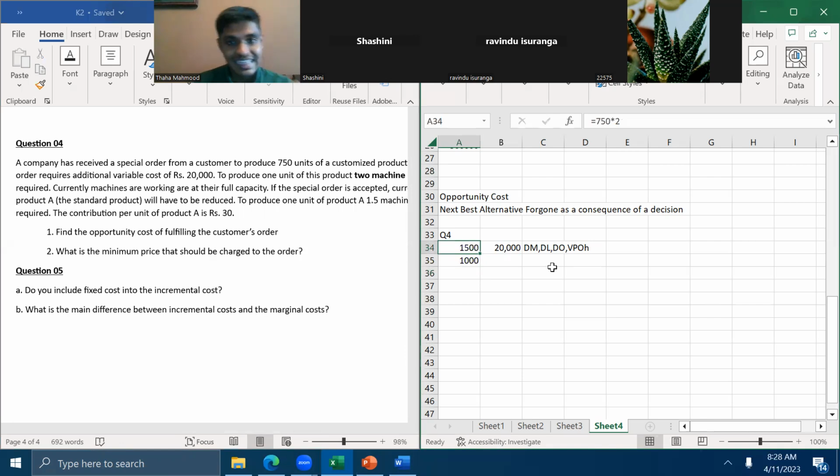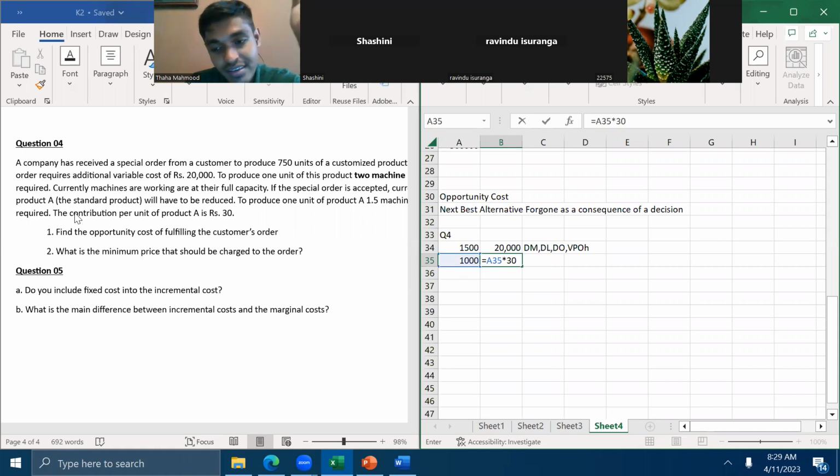So in these 1,500 hours, if we decide to accept this customer's order, we will be foregoing the production of 1,000 units of A. And for each unit of A, you will be foregoing 30 rupees of contribution. Contribution කියන principle එක ඔයගොල්ලෝ දන්නවා කියලා මම හිතනවා, because since fixed cost is irrelevant, we can't take the profit foregone. We have to take the contribution foregone. Contribution is only the selling price minus variable cost.